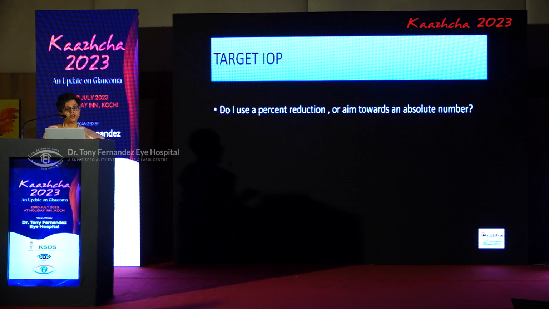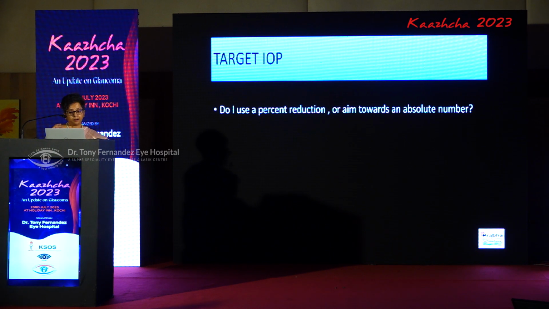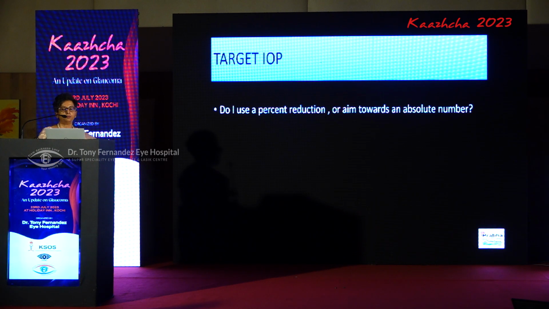The next question, do I use a percentage reduction or aim towards an absolute number? So here again it varies. When you're starting with a pressure like 38 or 40, definitely it is not percentage reduction. So here, if the damage is very early, you will have a modest target of about 20 or less than 22 or 23 probably, and follow up the patient. But say a patient has normal tension glaucoma, starts off with a pressure of 14 and you have damage. It's very difficult to achieve 20% or 30% intraocular pressure reduction. So some reduction is enough, and you don't have to strictly follow that 20% reduction.